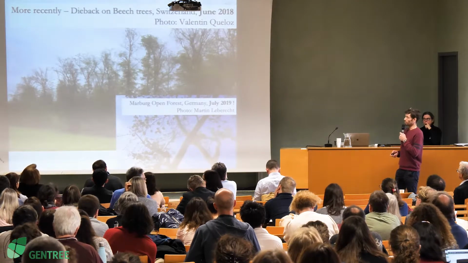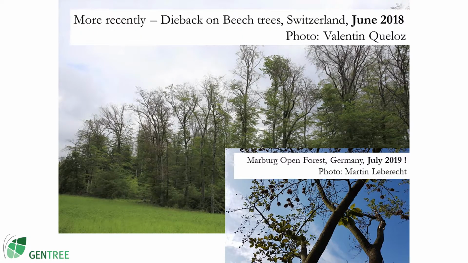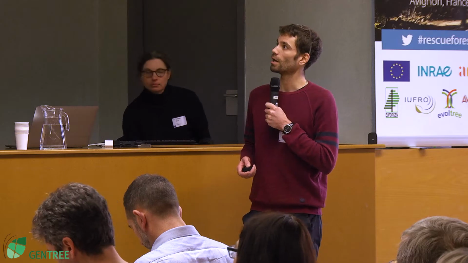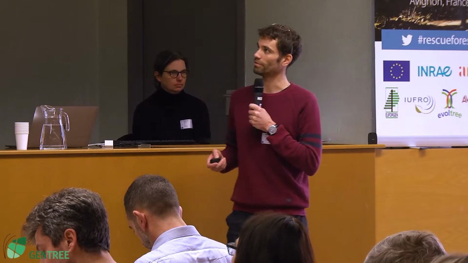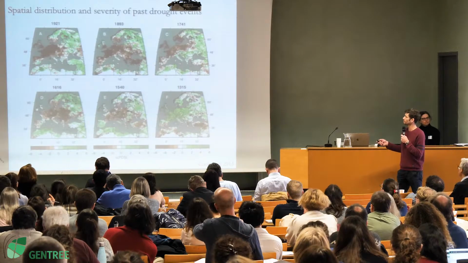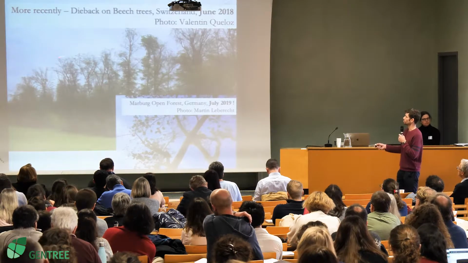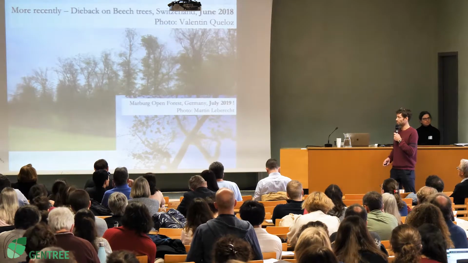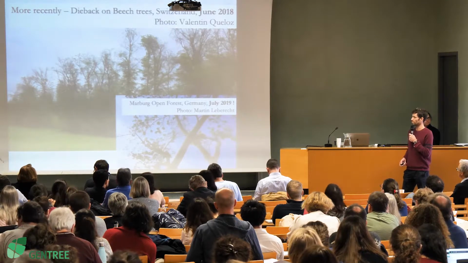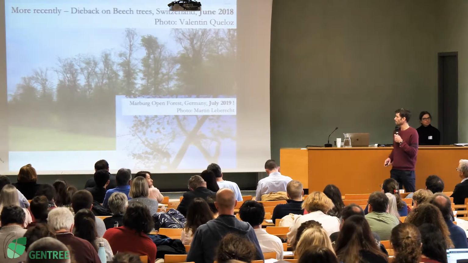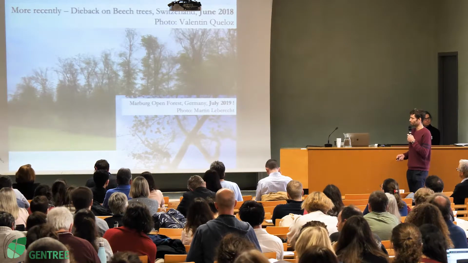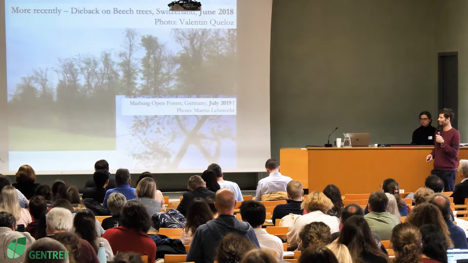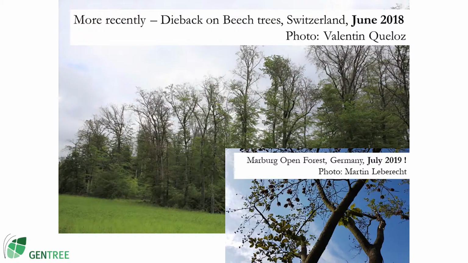More recently, we had this extreme drought event in 2018, during summer and fall in Europe, and we had these cases of dieback on beech trees. Here, the first is a Swiss forest in the Jura Mountains, where we had trees suffering from drought and even dying. And a year later, in Marburg Open Forest University, we had this lag also, that we can observe on dieback tree species.